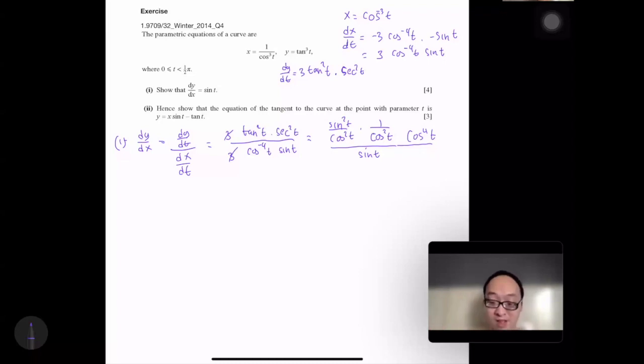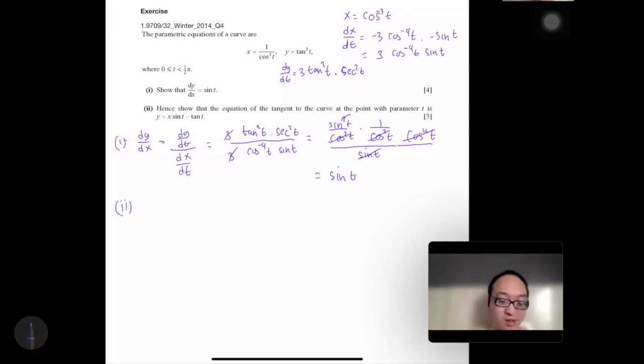So we can cancel cos square with cos 4 here. And sine, this is sine square, yeah. This is sine and sine, yeah. Okay, sine. So the answer is only sin t, which is proven.